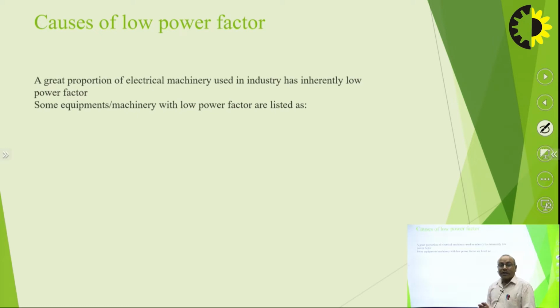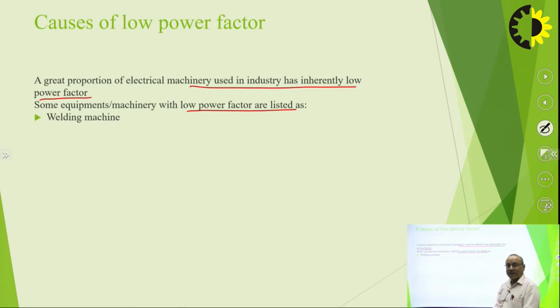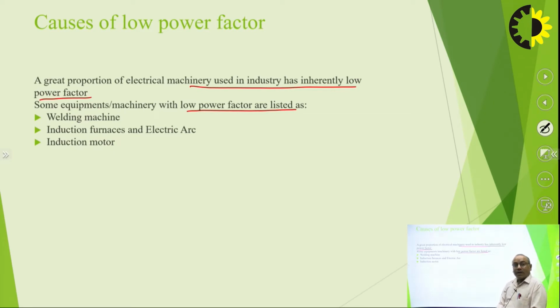Now, what are the various reasons for poor or low power factor? A great proportion of the electrical machinery used in industry has inherently low power factor. Why is it low? There are reasons for this. Some equipment with low power factor, as per the list, are welding machines, induction furnaces and electric arc, induction motors, fluorescent lighting, and choke coils. All these are different types of equipment or machinery which have poor power factor.